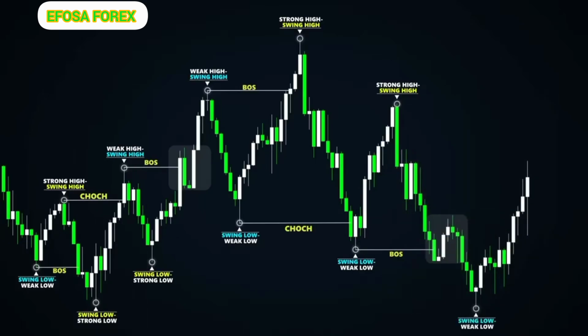Now, why is this important? In a downtrend, we expect weak lows to break. That's the logic behind market structure. In an uptrend, it's the weak highs. Later, price breaks lower again, giving us a clean break of structure. So, we mark the new strong high, which is the highest point before the break.